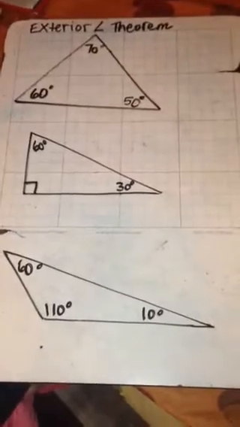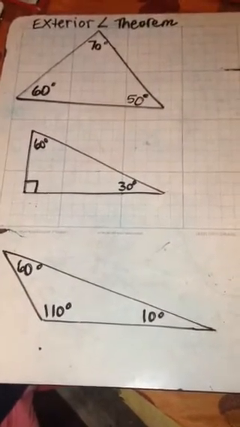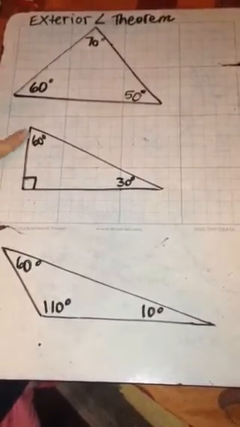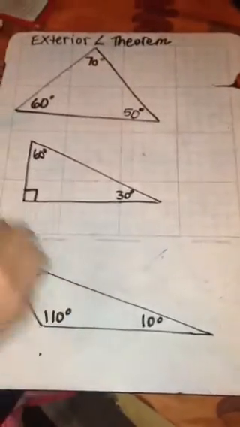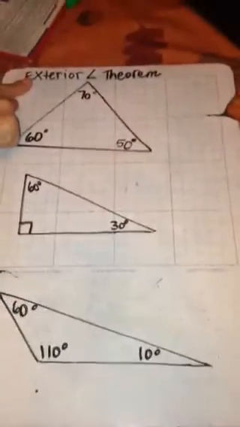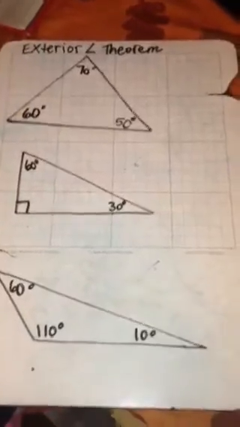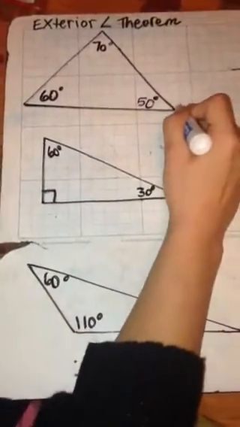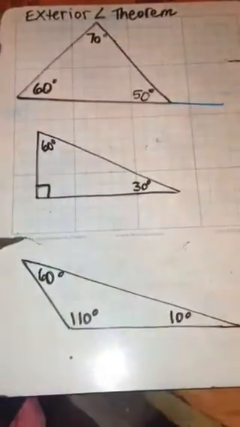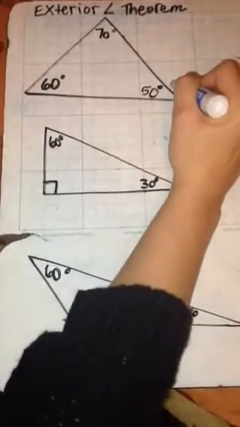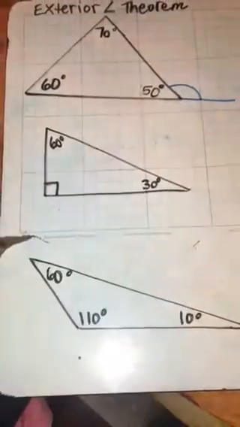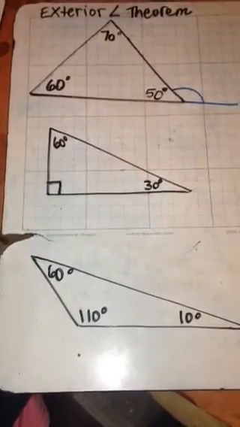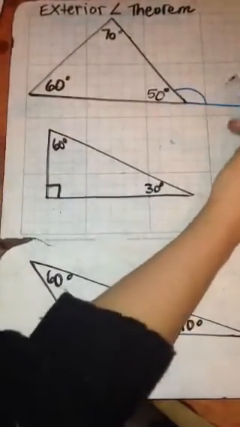So all of these are the interior angles of the triangle. Interior meaning inside. So all these angles are inside the triangle. We're talking about the exterior angle theorem, which talks about exterior angles. So far, I don't see any exterior angles because we have the interior angles. So when we extend the line, now we have an exterior angle, an angle that's outside of the triangle. So we're looking at what that angle has to be.